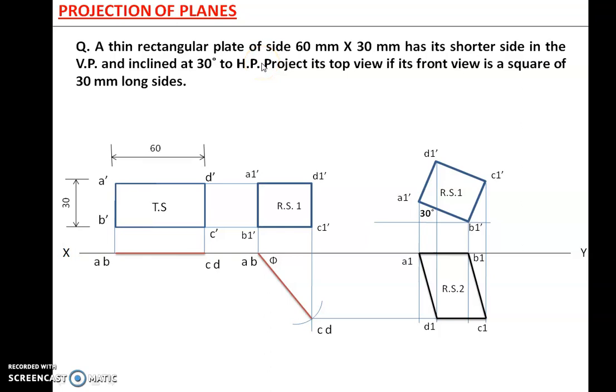If you read the problem again, up to here it is not so difficult. The shorter side is mentioned, and we have kept it on the left side. Now we have to project its top view if its front view is a square of 30 mm side. So this is the square of 30 mm side. This particular thing was given, and then by inclining the shorter side we have got the top view which was asked to be drawn. Okay, so this is the solution of the problem. Thank you.